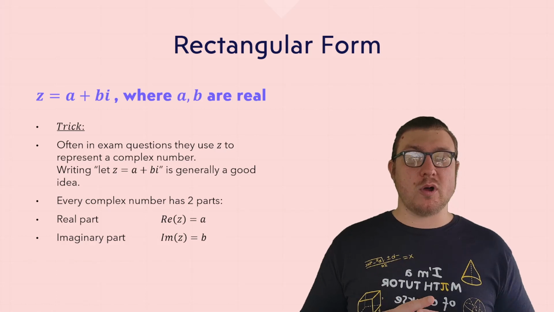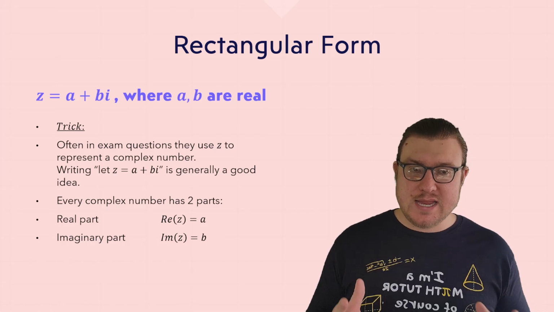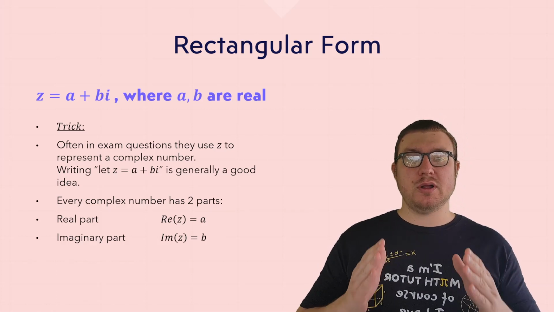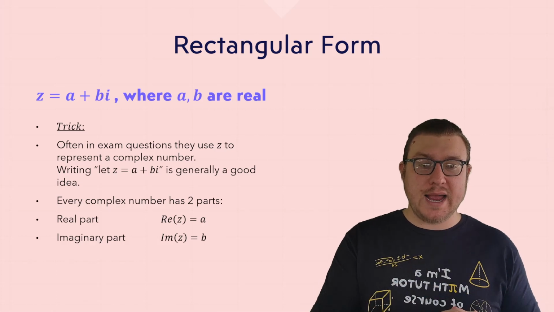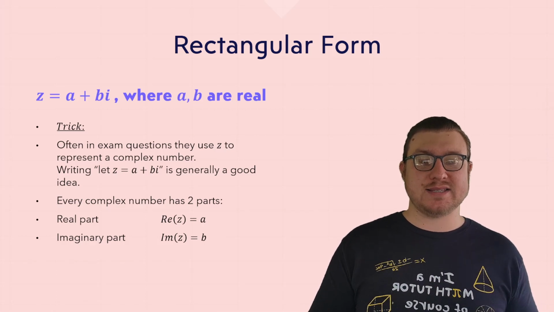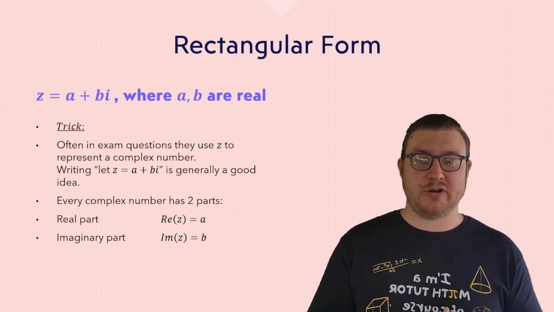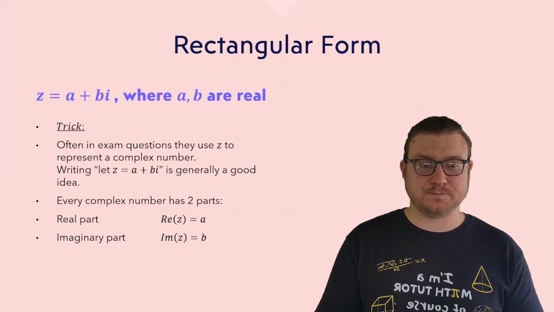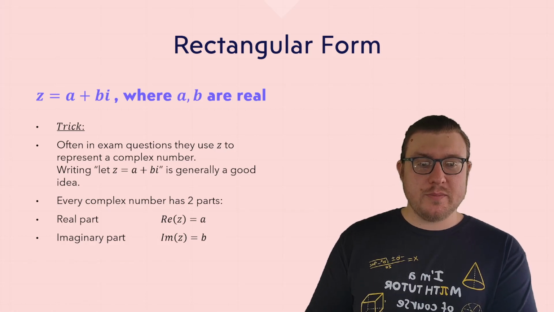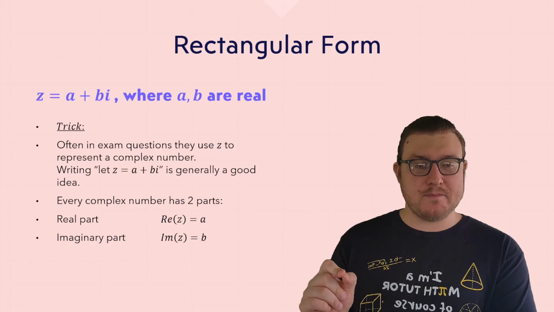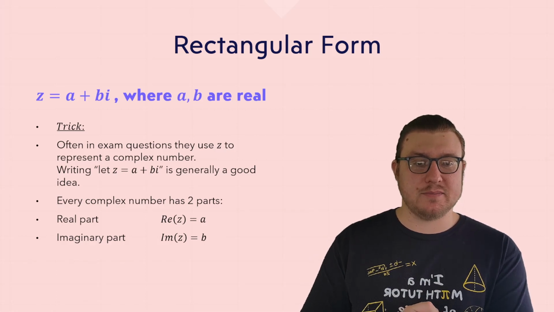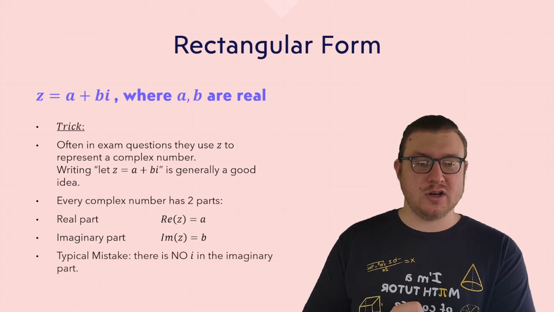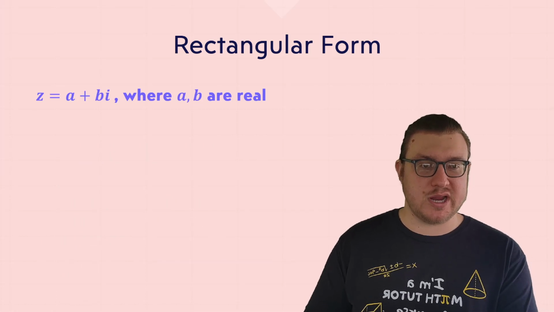So if you want to find the imaginary part of any complex number in rectangular form, make sure that you do not include the i when you want to calculate something or talk about the imaginary part. This is where the majority of students get it wrong. Also remember, Im of z is the imaginary part of the complex number z, which we represent as b. Do not include the i in the imaginary part.